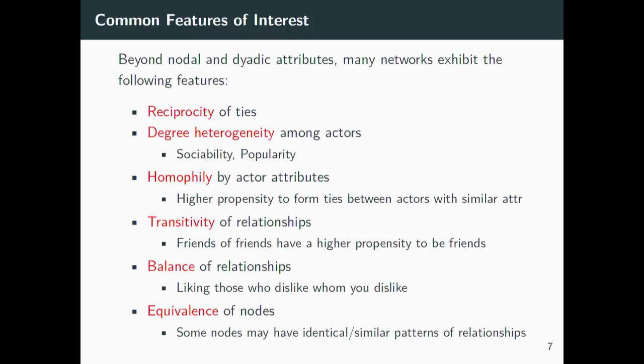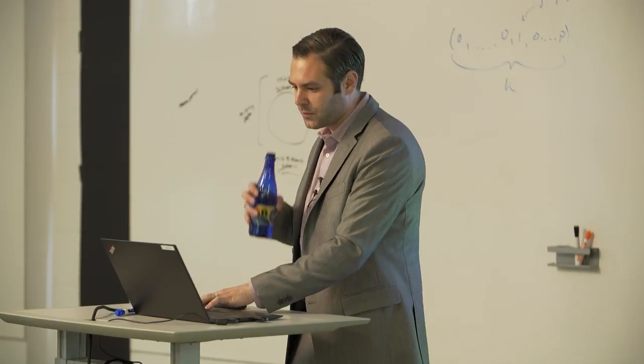Transitivity, this idea of a friend of a friend. If I'm friends with Bill and Bob, I might expect Bill and Bob to also be friends. We might have a triadic closure bias going on. We might expect some idea of balance: if I dislike Bob and Bill dislikes Bob, then I might expect me to be friends with Bill. And then we can have these ideas of equivalence. Maybe we have some organizational structure network, and we expect managers to be like other managers, and that sort of thing.